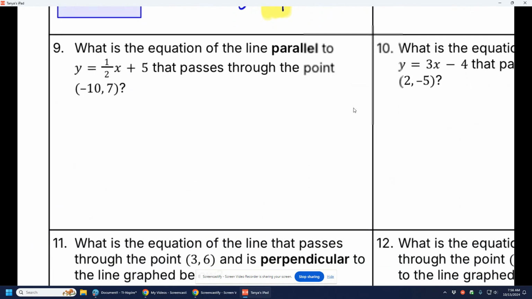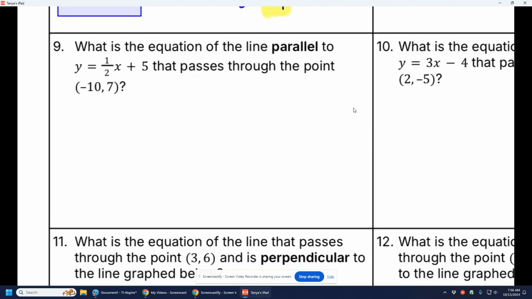Okay, number 9, what is the equation of the line parallel to y equals 1/2 x plus 5 that passes through the point negative 10, 7? Okay, so they want parallel. Parallel means that I'm going to keep the same slope. So you see that equation they gave us? The slope is 1/2. We're going to keep using that as our slope. So I'm going to write it here to the side. M is 1/2.